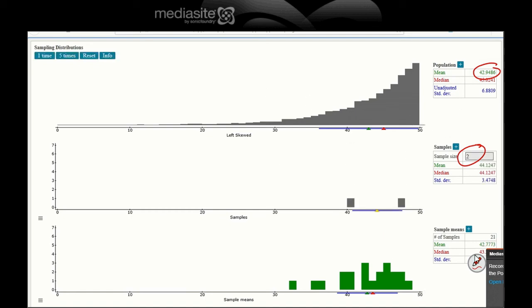So now let's look at it. Did it 21 times, and the mean of the samples is coming at 42.7, 42.9. It doesn't take a lot to get there. 42.9.